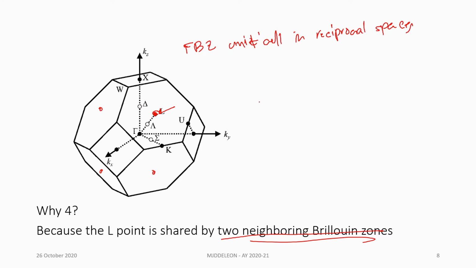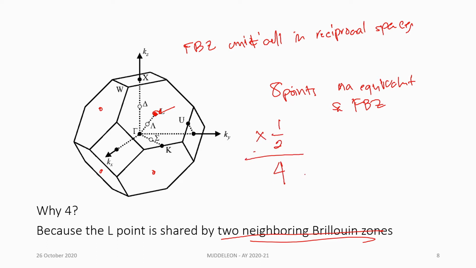So, mangyari, since meron kang 8 points na equivalent sa FBZ, but nakita natin na shared siya ng dalawang first Brillouin zone, yung contribution of each point is just 1/2. 8 times 1/2, this is just equal to 4. And this is your degeneracy.